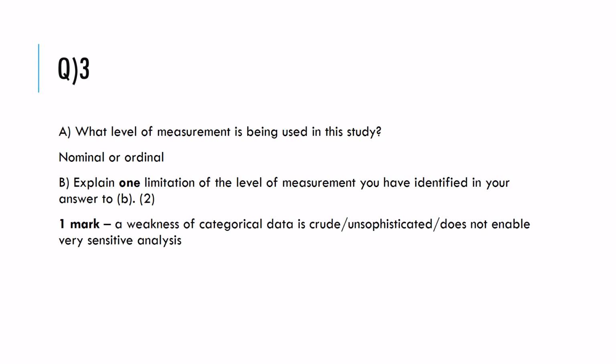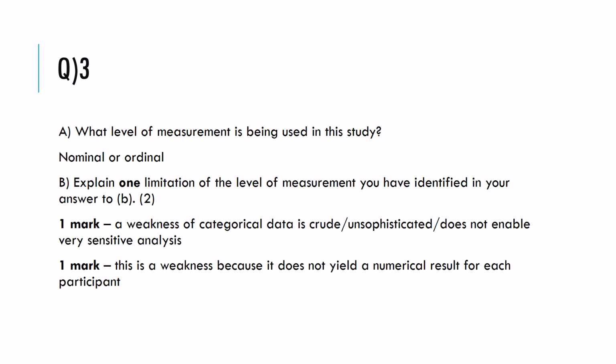So you get 1 mark for saying a weakness of categorical or nominal data is that it's crude, unsophisticated, or does not enable very sensitive analysis. This is a weakness because it does not yield a numeric result for each participant. So it's just placing them in a category. So if you said that was nominal, that was the case.